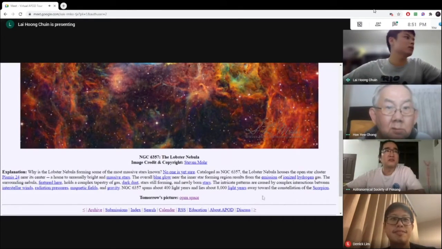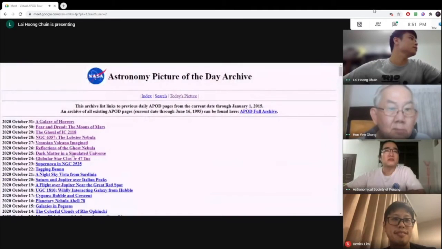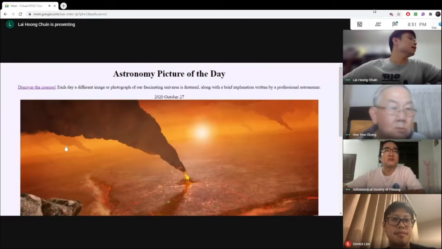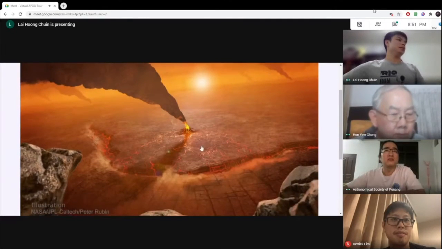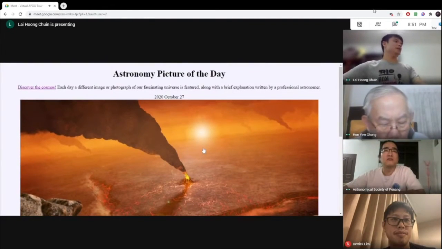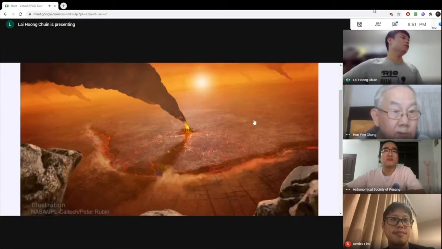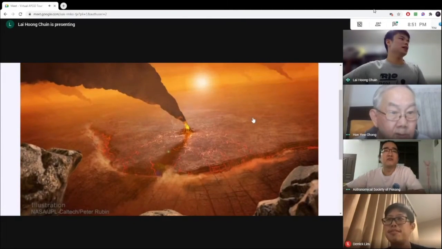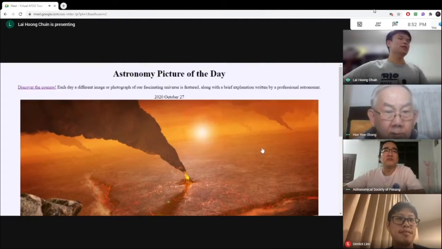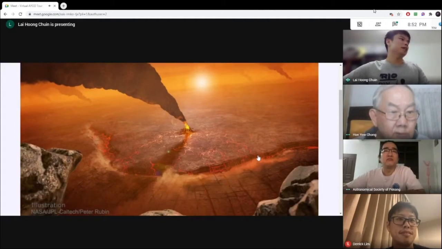I'll go for the 27th of October. It's a Venusian volcano. That means this is an artist's impression. It's not the actual photo, but it's an artist's impression.